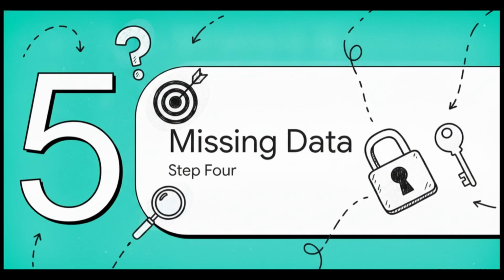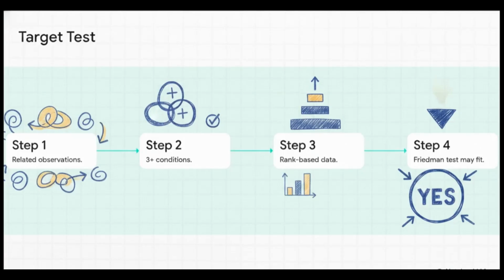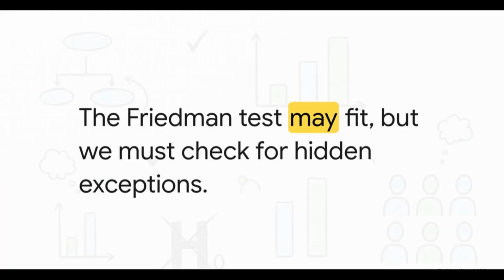Now for Section 5. Step 4, Missing data. Let's just recap this incredible momentum we've got going. By successfully answering yes to related observations, yes to 3 or more conditions, and yes to an ordinal or rank-based analysis, we finally arrive at our target destination. But notice the phrasing here. It says the Friedman test may fit. It doesn't say it will fit. Because even when everything looks absolutely perfect on the surface, there's this specific, kind of hidden obstacle that could still derail us at the very last second.